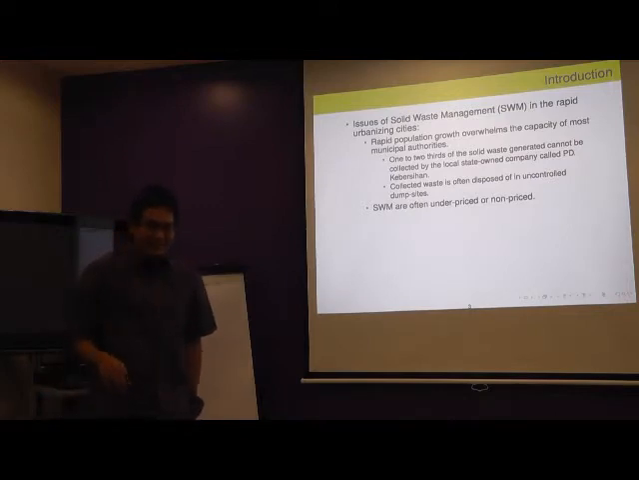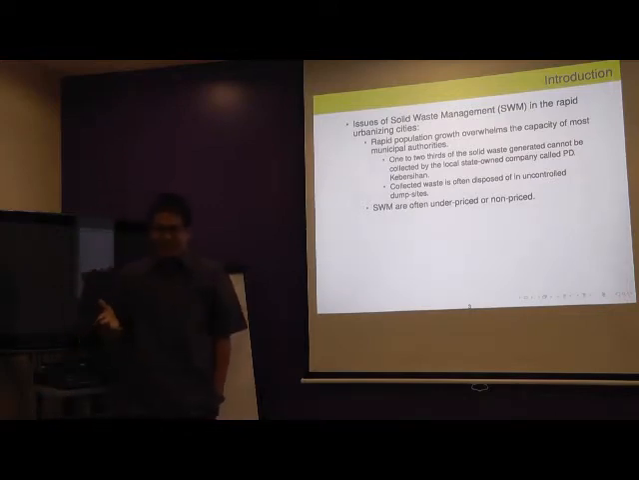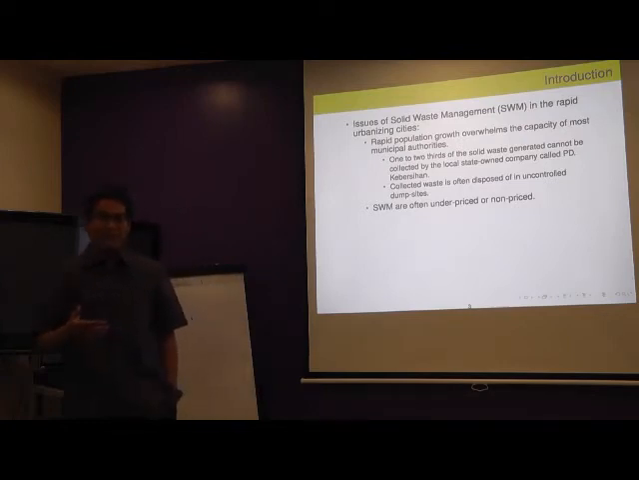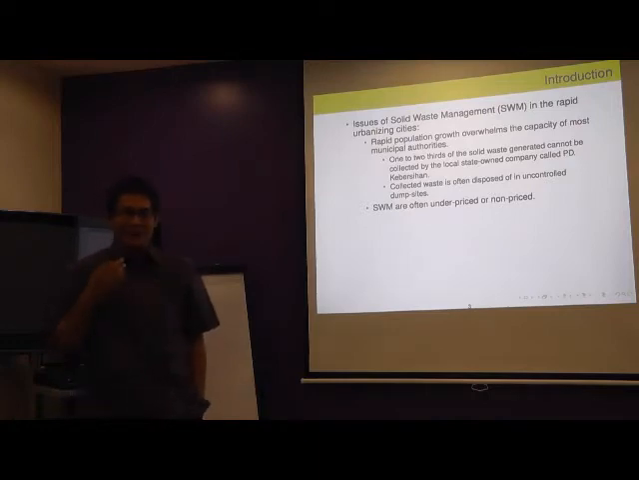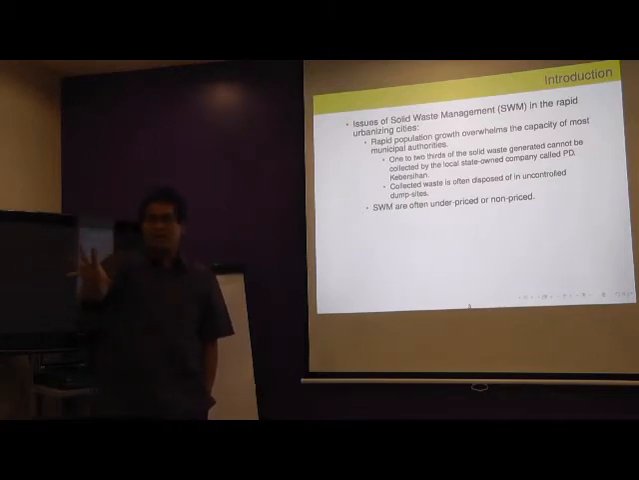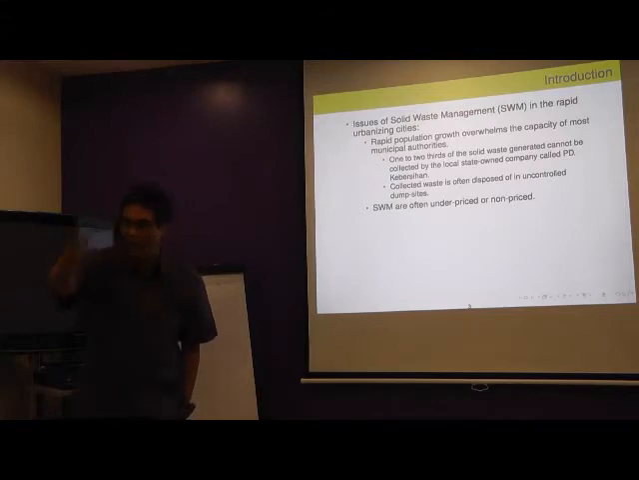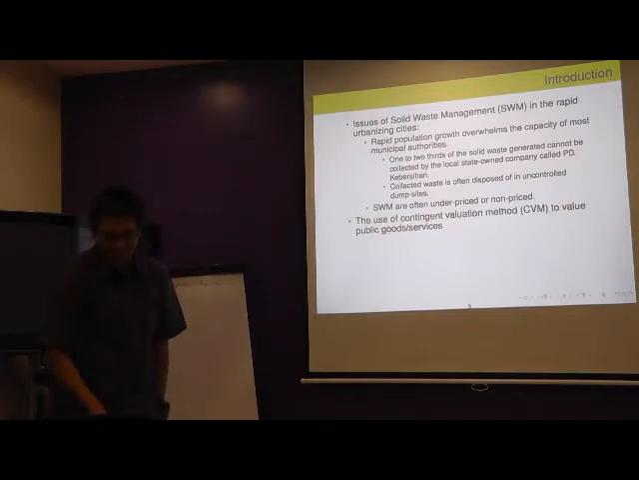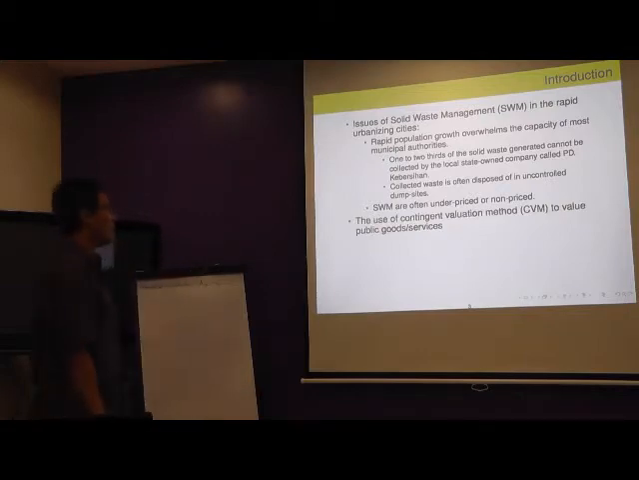Okay. Now the question is, as economists, because solid waste management is a public good, I try to look for the demand for solid waste management. And the way to do that, economists have two methods. The first one is the contingent valuation method, which is the one that I use. The second one is choice modeling. Contingent valuation and choice modeling are quite similar. The easiest way to understand choice modeling is that you do the contingent valuation method over and over again. So basically you will get the demand for the public goods. As you know, with public goods, people can free ride. Okay? So this is the use of the contingent valuation method to value public goods and services.